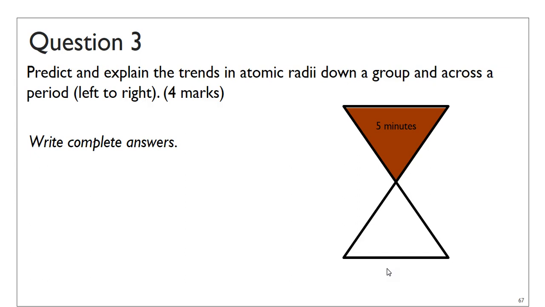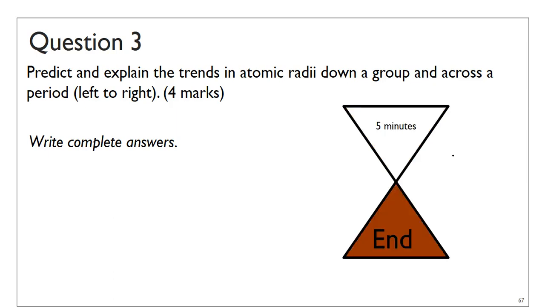Predict and explain the trends in atomic radii down a group and across a period from left to right. So I think there was a little bit of a misunderstanding of this question in class. The question is not asking you to incorporate both the direction down a group and the direction across a period. This is actually two separate questions. You're going to predict and explain the trend down a group, and then predict and explain the trend across a period from left to right. Once again, if you really want to attempt this question, you can pause the video and actually do it. I'm not gonna wait 5 minutes.